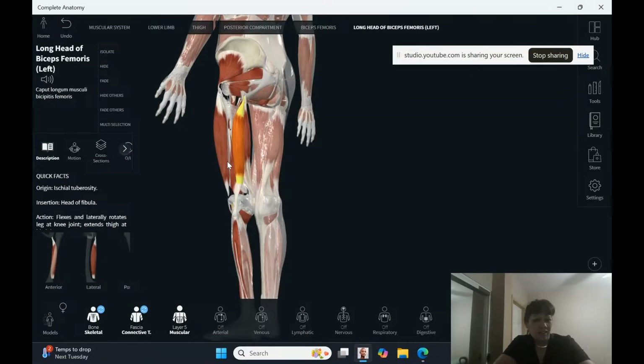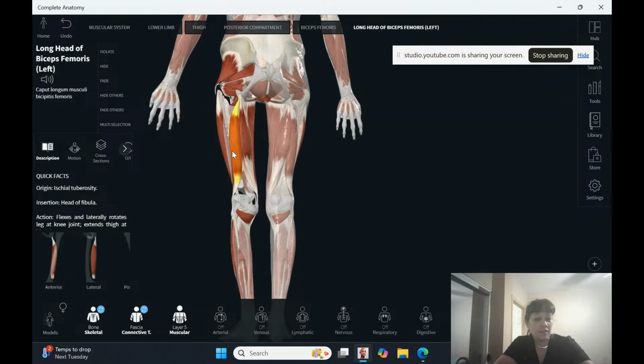So we were talking about this biceps femoris. They have attachments on the ischial tuberosity and the femur.